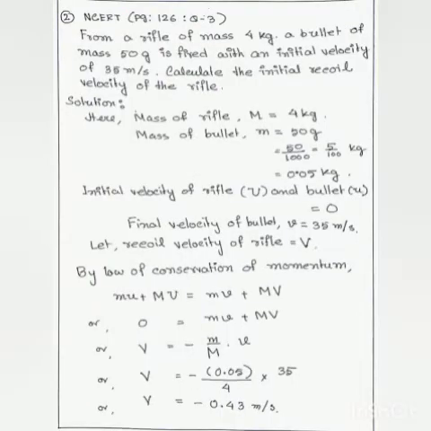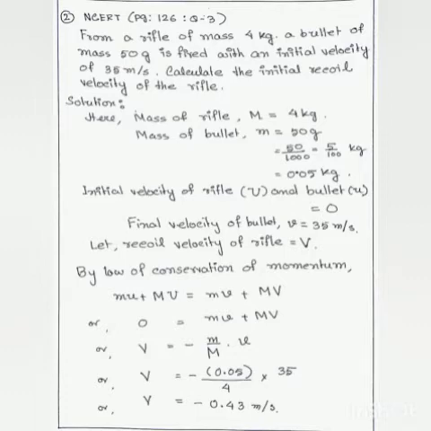Now the next problem is from NCERT book, page number 126, question number 3. From a rifle of mass 4 kg, a bullet of mass 50 gram is fired with an initial velocity of 35 meter per second. Calculate the initial recoil velocity of the rifle.